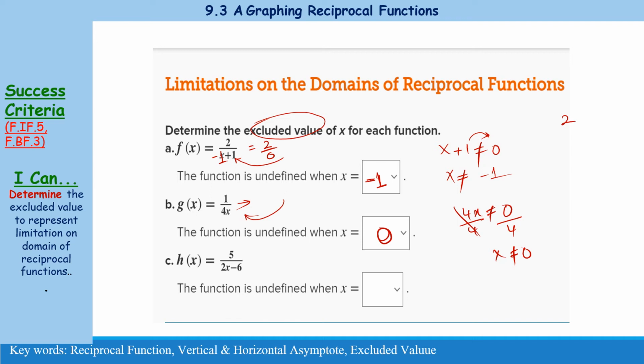Let's try to solve the C option. Here again, focus on the denominator, 5 over 2x minus 6. So 2x minus 6 is in the denominator and should not be equal to 0. Bring the 6 to the other side. Negative 6 goes on the other side, gives you positive 6. Divide both sides by 2 and you will get 3. So the excluded value is 3.